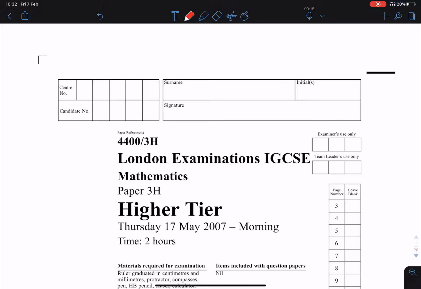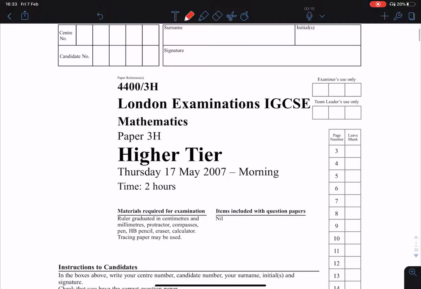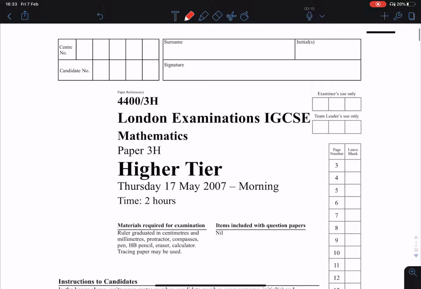Okay, so as we previously discussed, we're going to do the first half of a bunch of IGCSE papers as some work for you guys to do. We're not going to be at school, so this is the best I think I can come up with. So what I've got here is a copy of a higher paper from, you can see there, 2007.